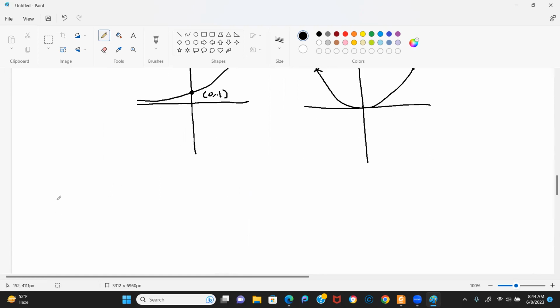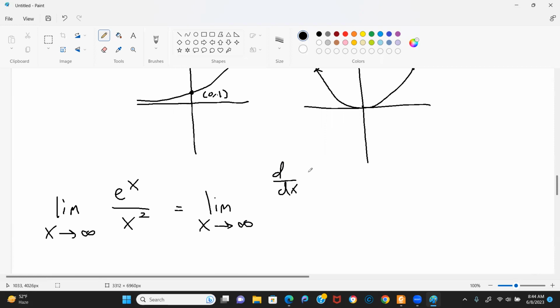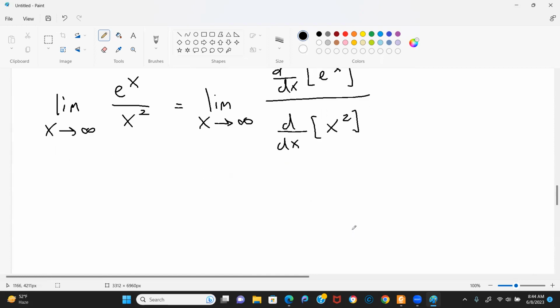All right, so now we can apply L'Hopital's rule. The limit as x goes to infinity of e to the x over x squared is going to be the limit as x goes to infinity, now taking the derivative of the numerator and the denominator separately. The derivative of e to the x is just e to the x, and the derivative of x squared is 2x.